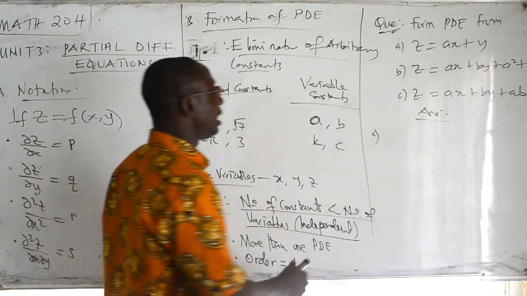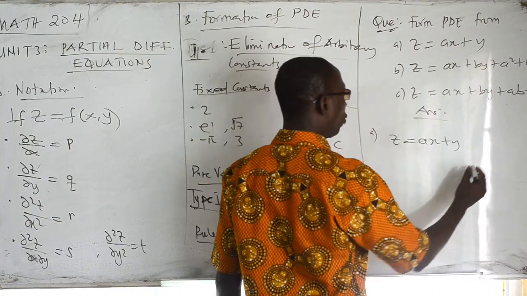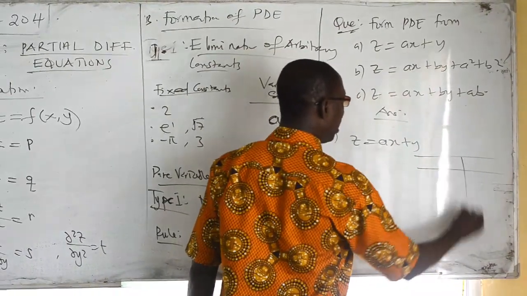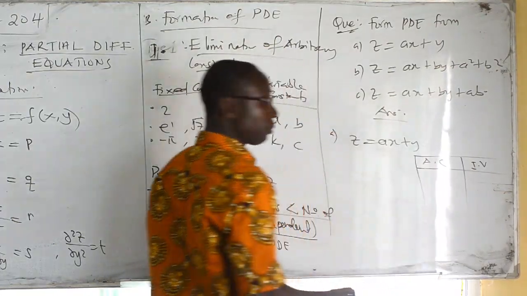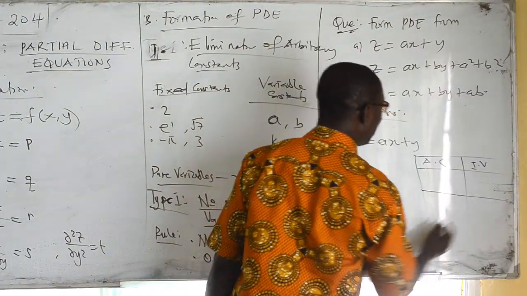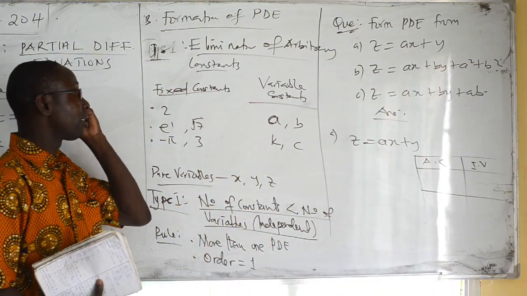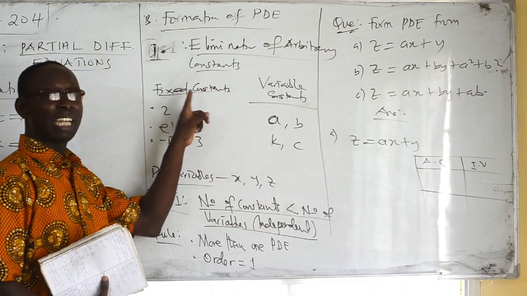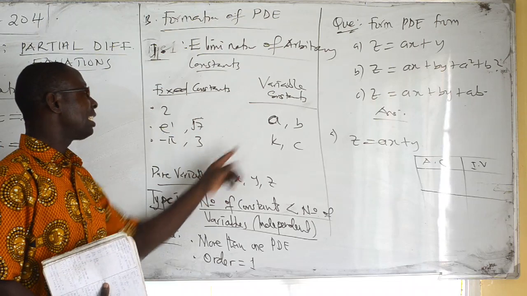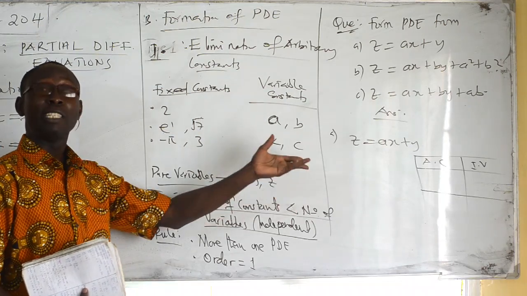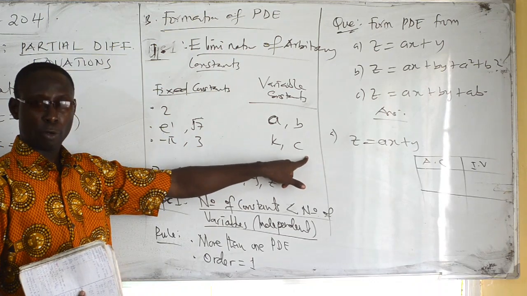So first of all, let us look at the question. Z is equal to A. I'll call this arbitrary constants, and I'll call this independent variables. Now, let's come back to these: fixed constants are specific numbers, specific constants. These are variable constants. For example, when you integrate and there are no limits, you put plus C. That plus C there is a variable constant.